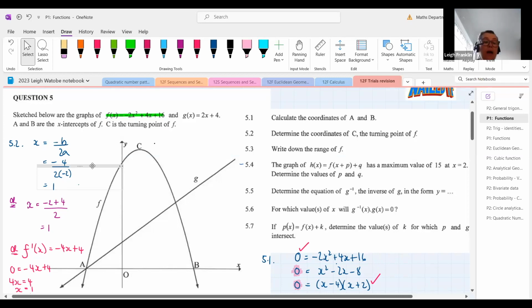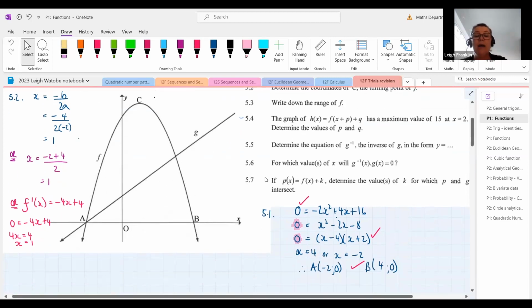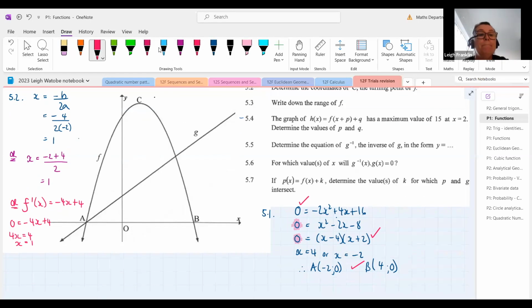Then to find the y coordinate, the only thing that you can do is then go and sub your x into f. Okay, Rosaria, I see you've got a hand up. What's your question?